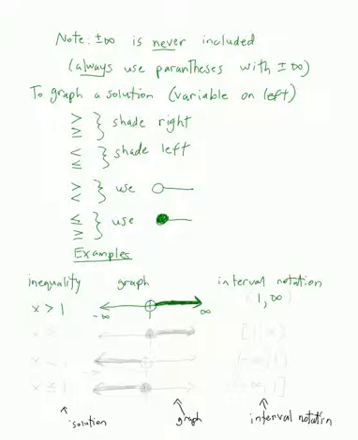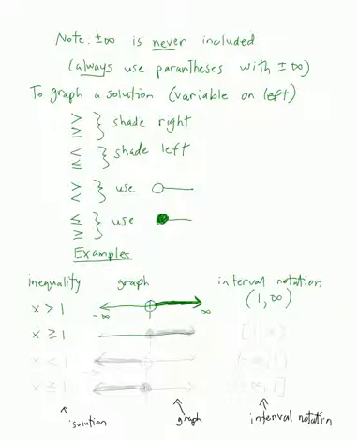Now, we do not include 1 because it's not greater than or equal to. We don't include 1, and remember, infinity is never included. So we put both as parentheses. All right, that was x is greater than 1.